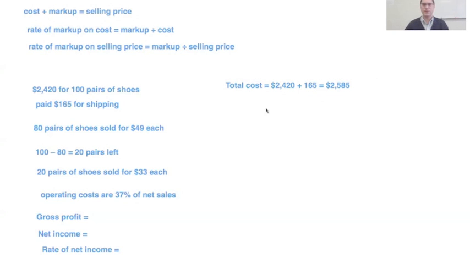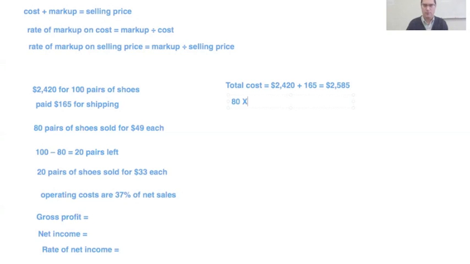Because notice we've got what we paid for the shoes and the shipping to get them to the store. Okay. And now we have to find the total revenue. We're going to find that by going 80 pairs. We sold 80 pairs for $49.